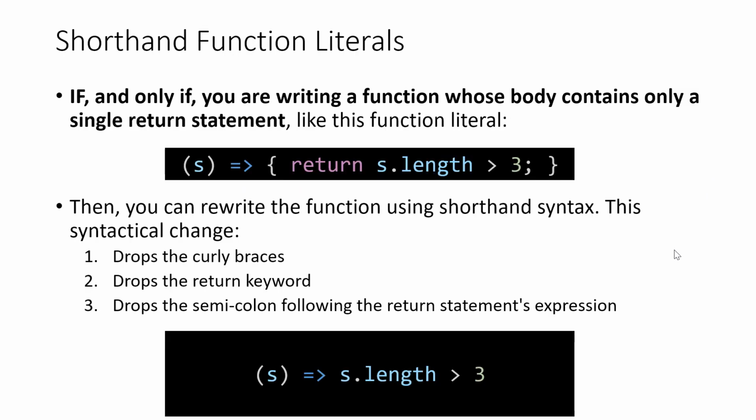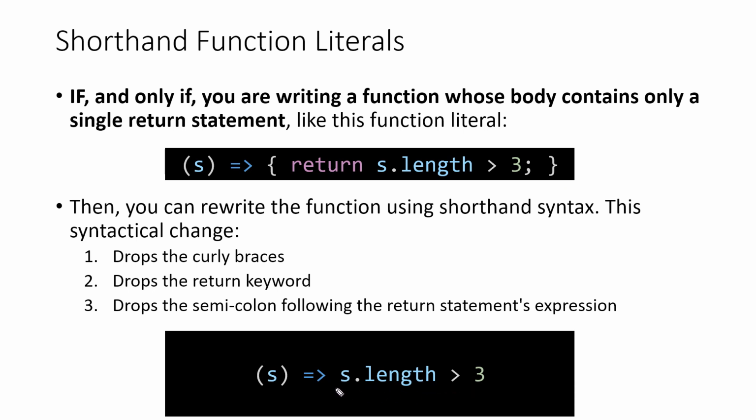It turns out we can actually go even one step further. If we write functions that have only a single return statement in them, which is common when you're using things like filter and map, like this function that has only a single return statement, we can convert this function literal to what we see below. We couldn't do this if it had more than one line, like an if statement or something like that.